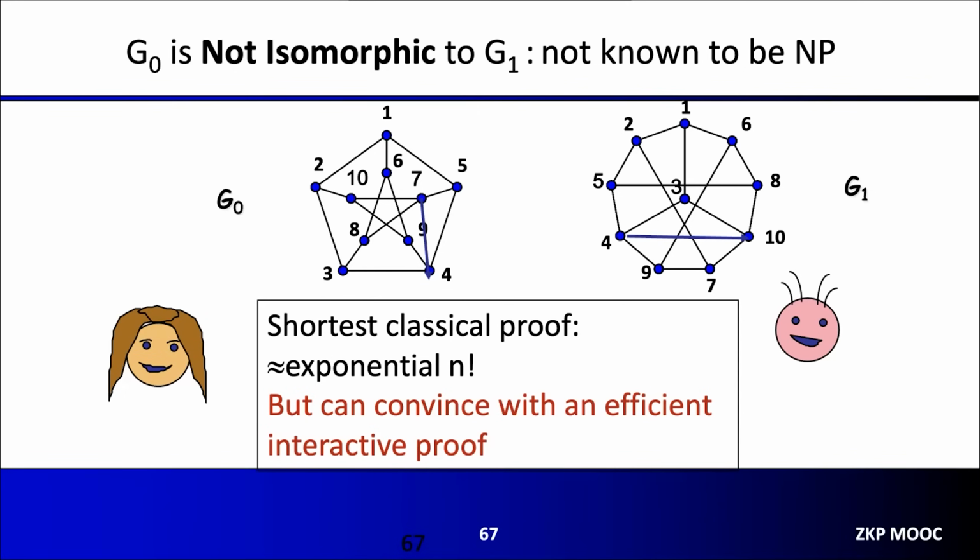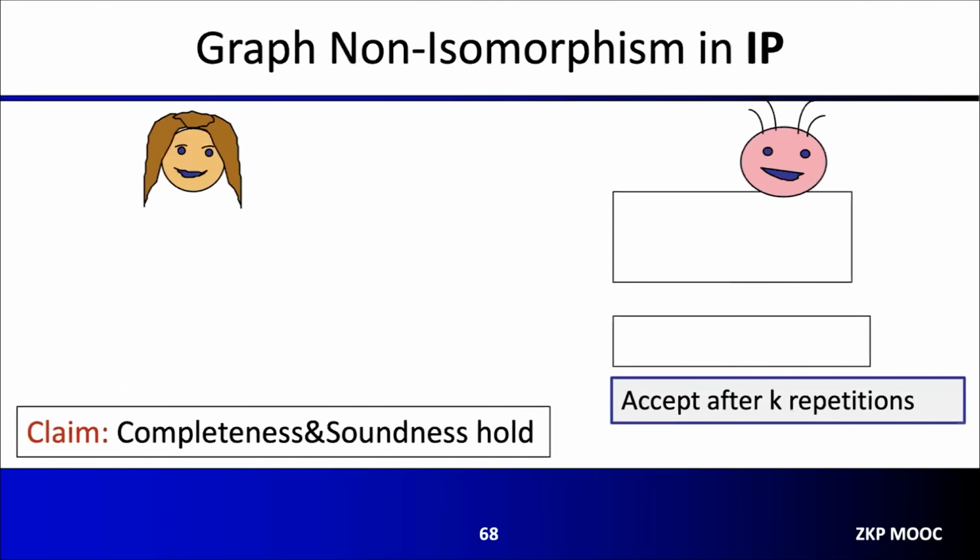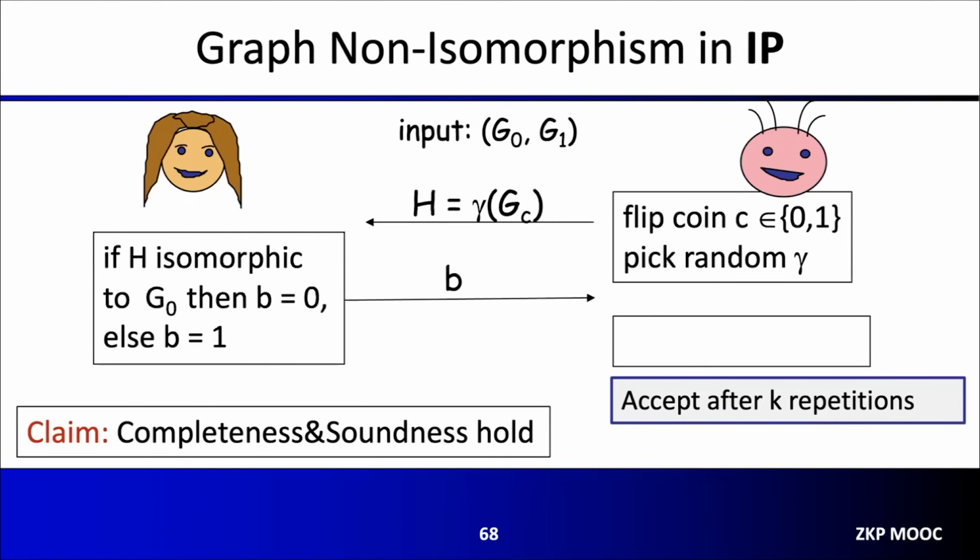So even though I don't have a short proof to send over, like an NP type proof, I will show you how to convince an efficient verifier interactively that two graphs are not isomorphic to each other, so that completeness and soundness hold, and also zero knowledge, actually. Here's the idea. Let me fill everything in and then go through it.